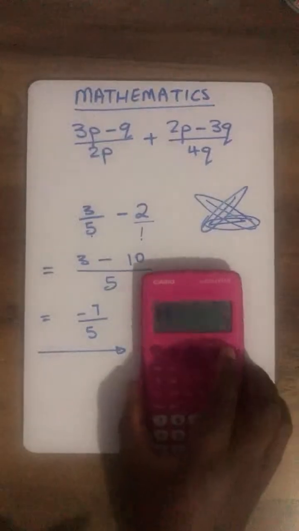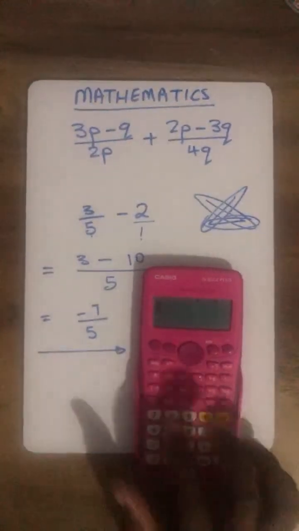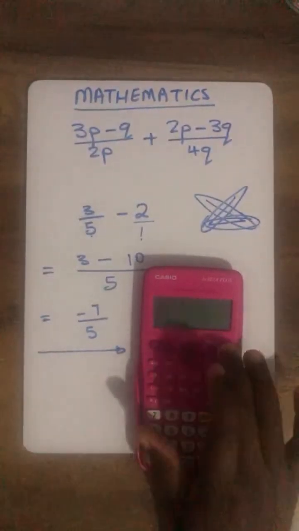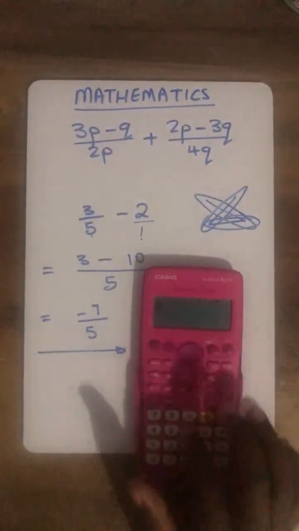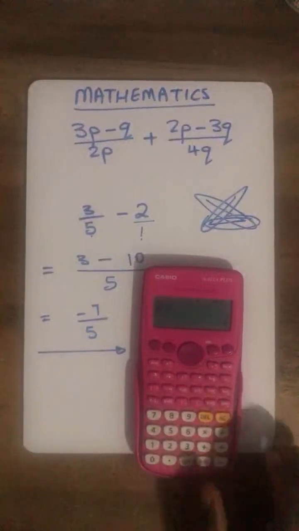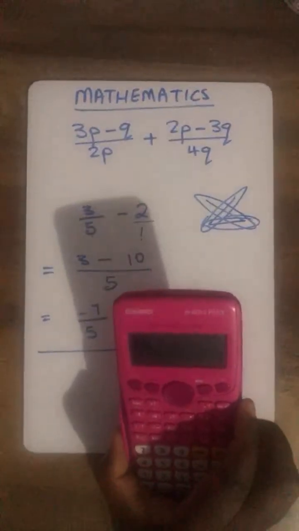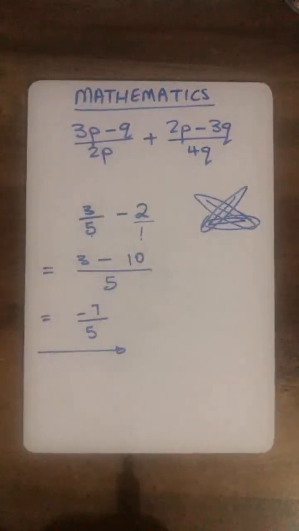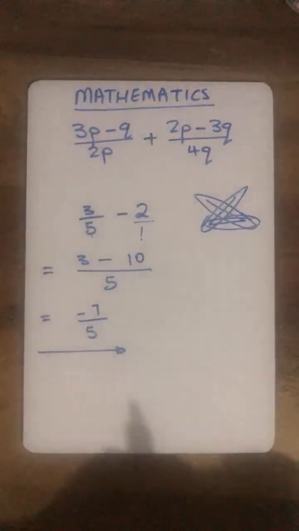So now let's see. If I had to punch that on a calculator, I'm going to say 3 over 5. I have to start with the fraction button and then you just say minus 1 minus 2. Yes, it's negative 7 over 5. That means that's how you would work it out.